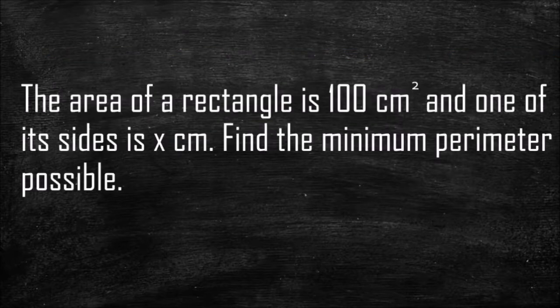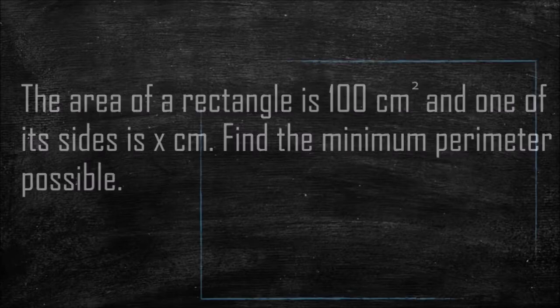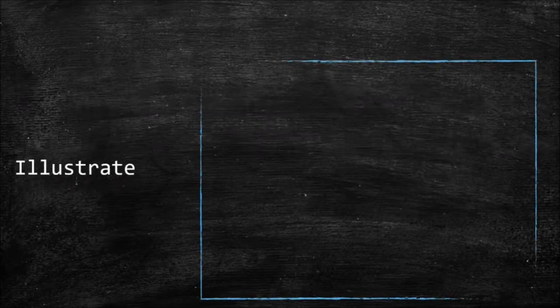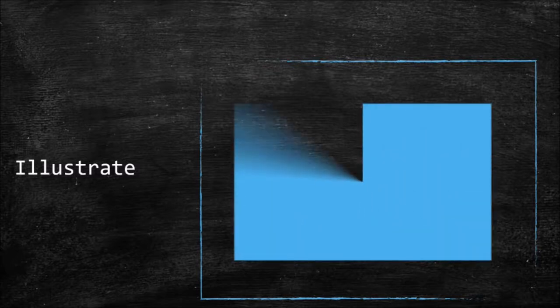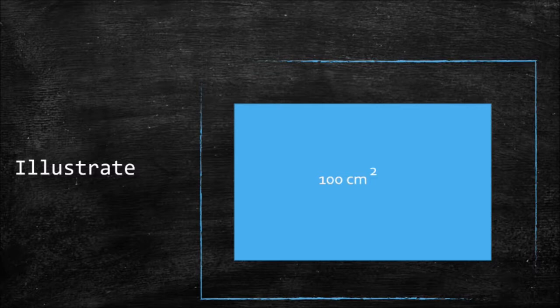The area of a triangle is 100 centimeters squared, and one of its sides is x centimeter. Find the minimum perimeter possible. The first thing we have to do is to illustrate the problem. It says that a rectangle is 100 centimeters squared, and one of its sides is x centimeter.